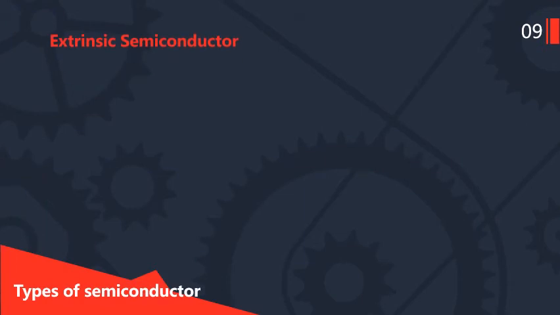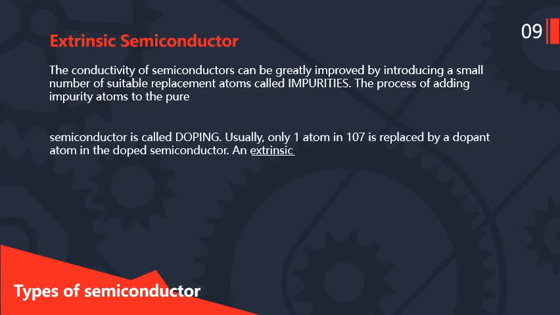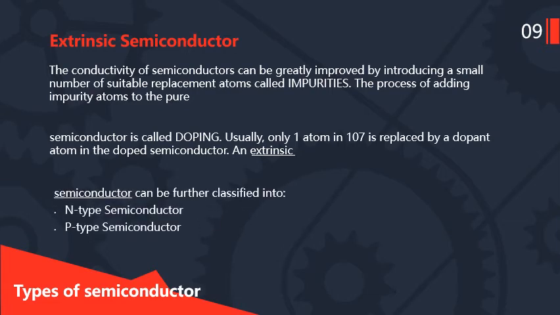Next, what is extrinsic semiconductor material? The conductivity of the semiconductor can be greatly improved by introducing a small number of suitable replacement atoms called impurities. The process of adding impurity atoms to the pure semiconductor is called doping. Usually only one atom is replaced by a dopant atom in the doped semiconductor. An extrinsic semiconductor can be further classified into two categories: N-type semiconductor material and P-type semiconductor material.